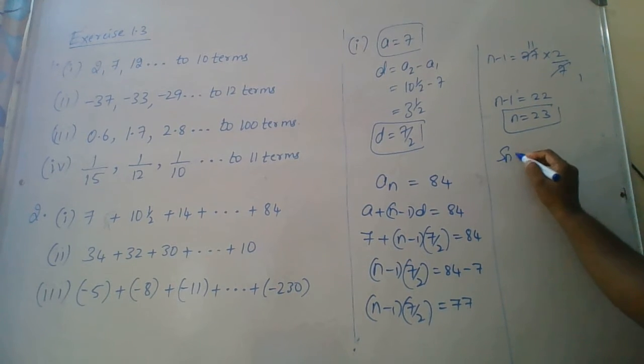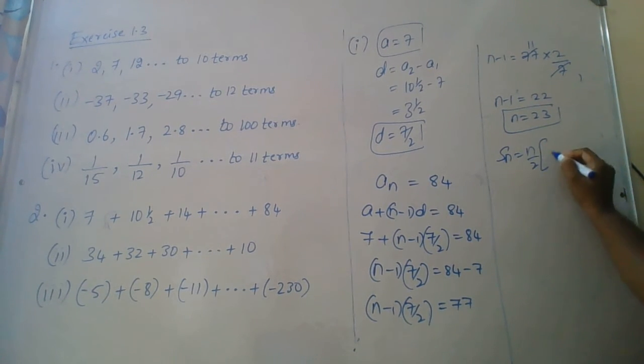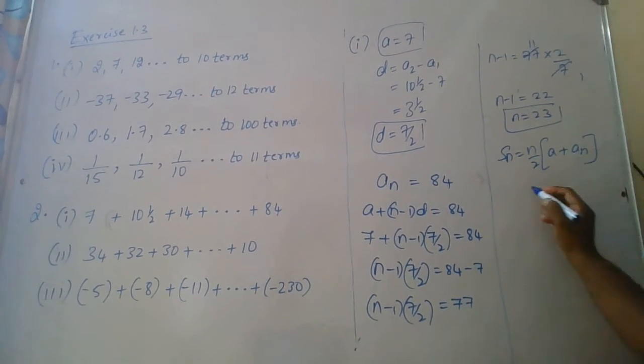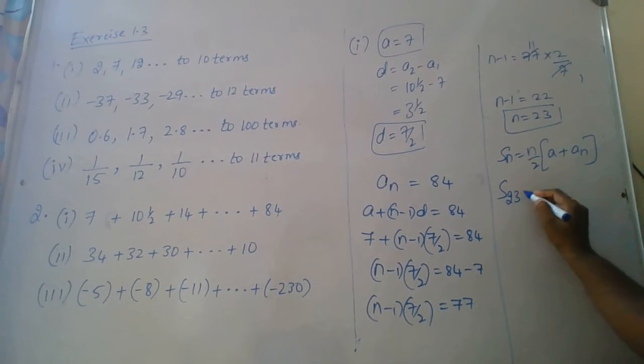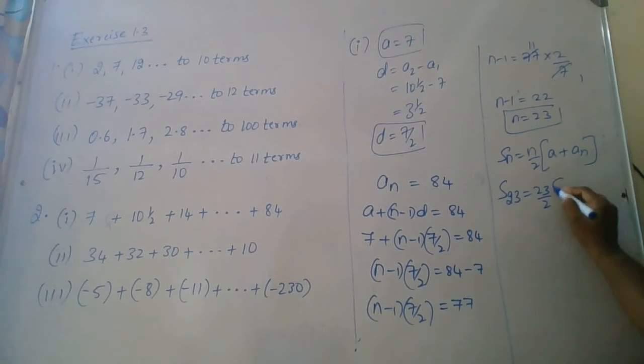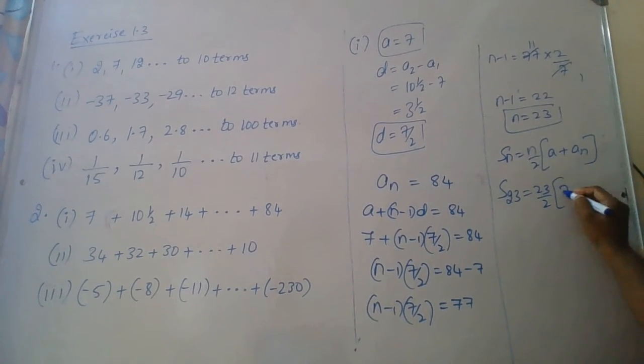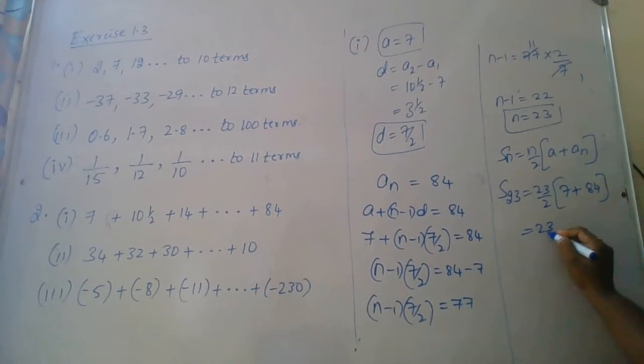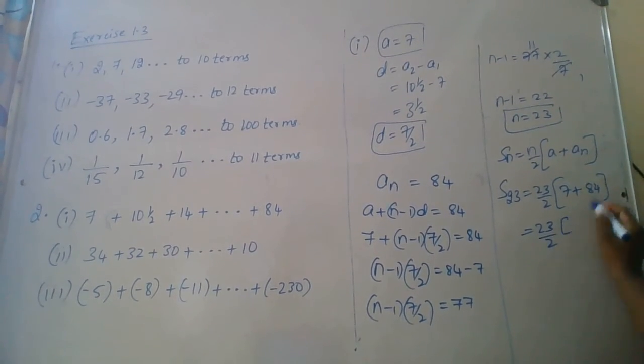So let's use the second formula, n by 2 into (a plus an), because I know the first term and the last term. So I'm going to use this. n value is 23, so it is 23 by 2. a value is 7, an value is 84. So it becomes 23 by 2 into 84 plus 7, which is 91.